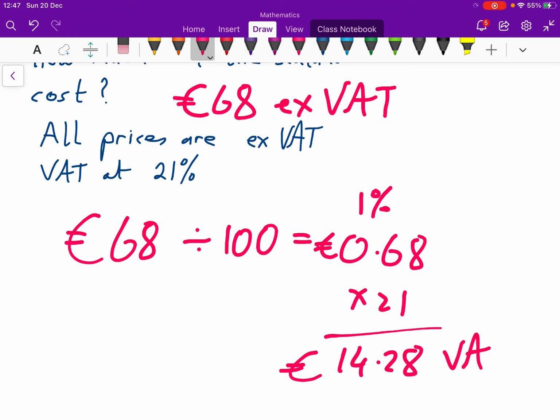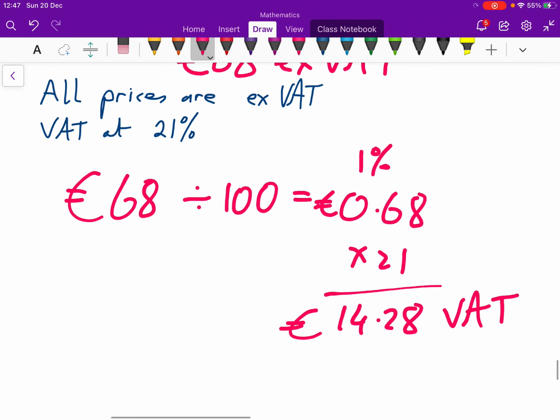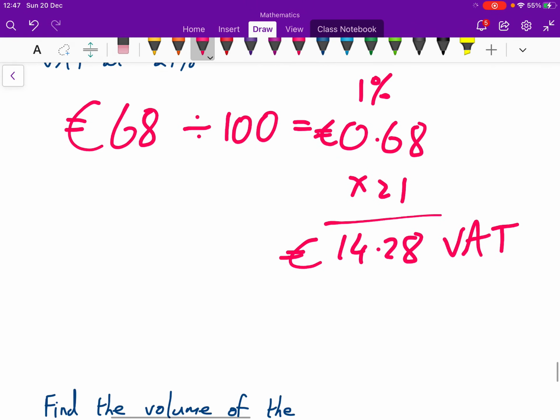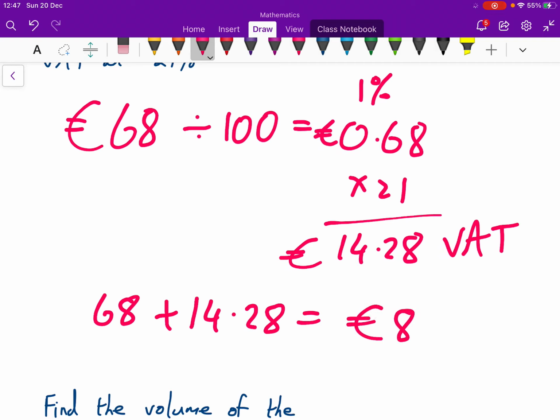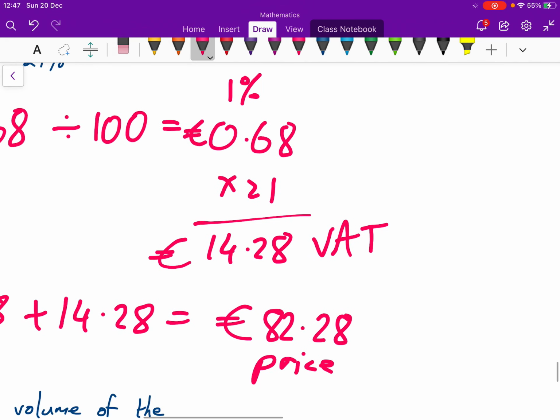An estimate the government gets in their consumption tax, or their value-added tax. So the total price then is the 68 plus the 14.28, gives us a total of, was it 80 something? 82 euros 28 cents, including VAT. That's the price including the VAT. So inc VAT means including VAT. Right, so we have a price including VAT.